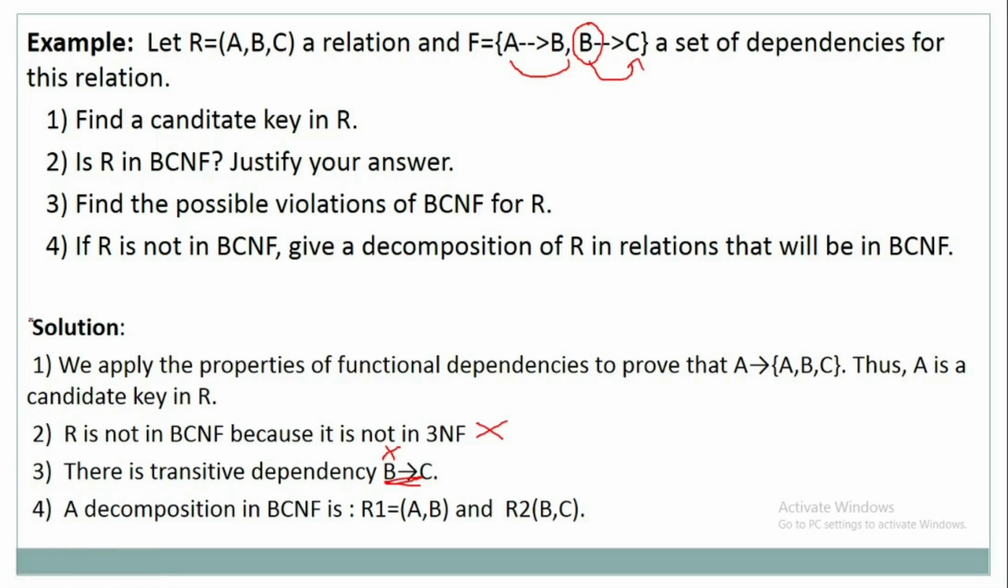Let us look into the fourth question. If R is not in BCNF, give a decomposition of R into relations that will be in BCNF. Since B tends to C is the functional dependency violating BCNF here, we need to make BC separate and keep AB separate. This is how decomposition works.